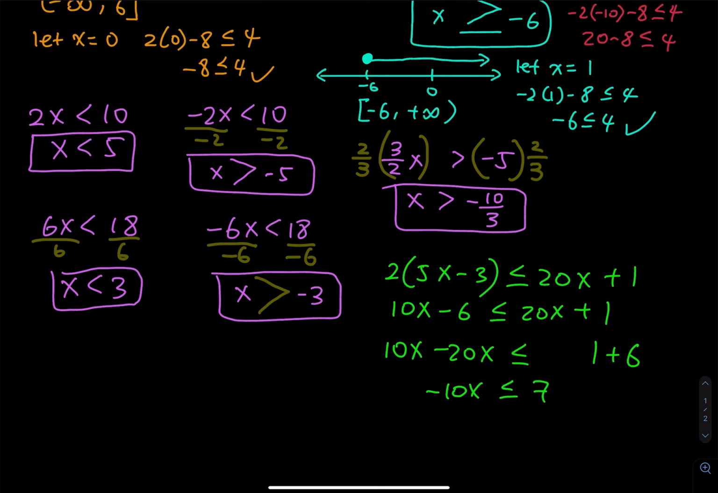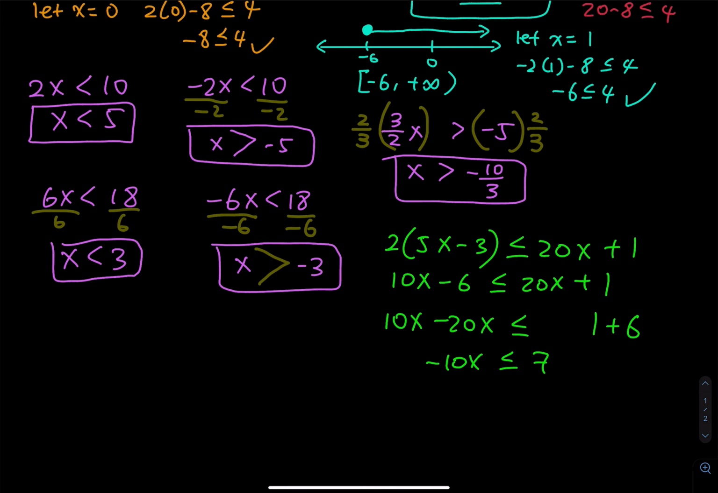Do we reverse the sign? Yes, we do, because we are going to divide both sides by negative 10. That is negative. I'm going to make the reverse so nice and big right there. So this is x greater than or equal to negative 7 over 10.